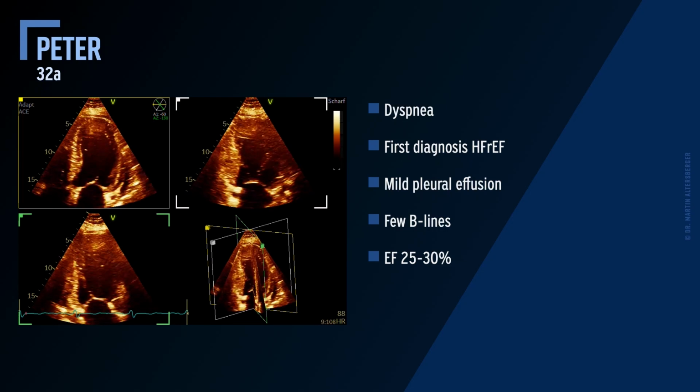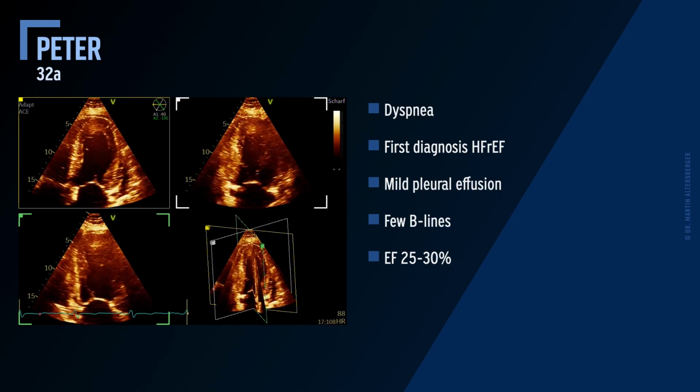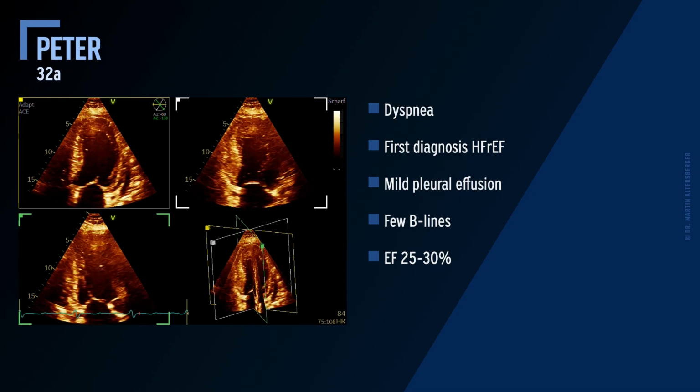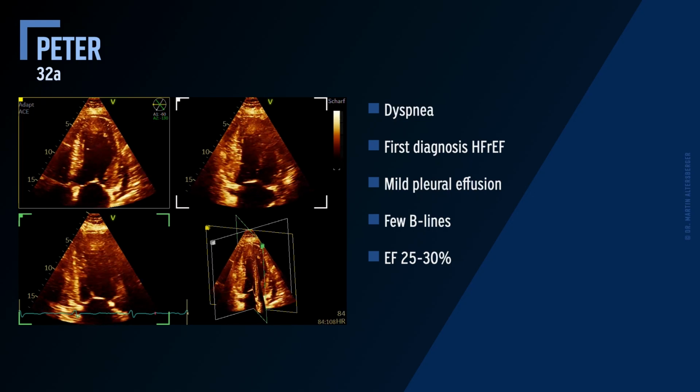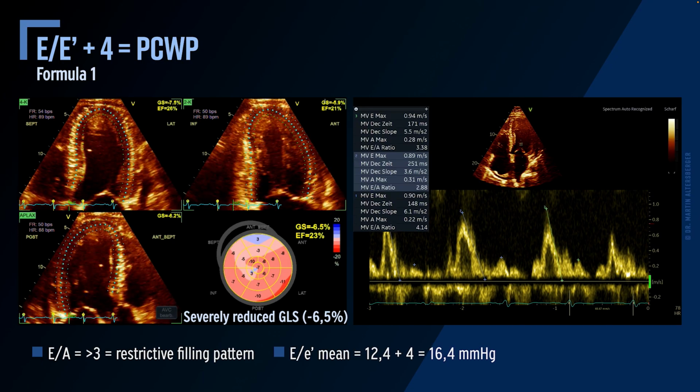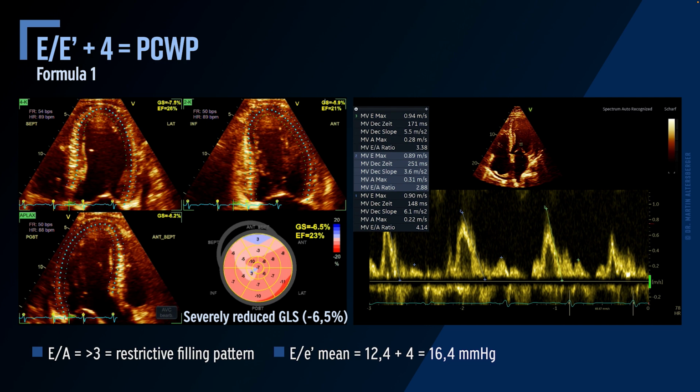So B lines you can see in lung ultrasound, and lung ultrasound gives you a lot of information also about filling pressure. So the more B lines you have, the more congestion you have. So some degree of congestion present, and he also had mild pleural effusions. So as we see Peter, let's start with some calculations and some formulas. Before we go on, I want to show you his strain imaging.